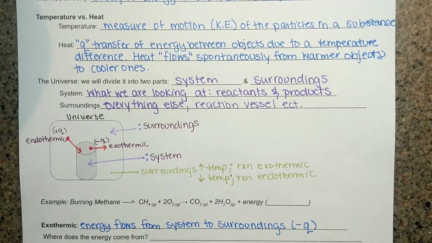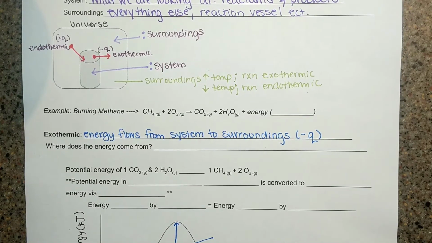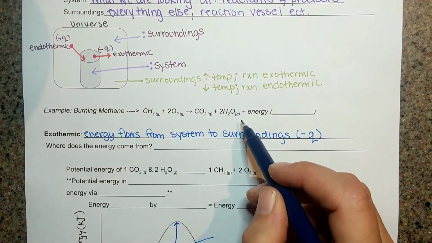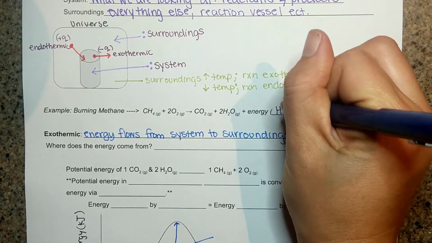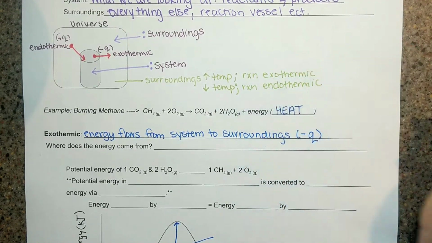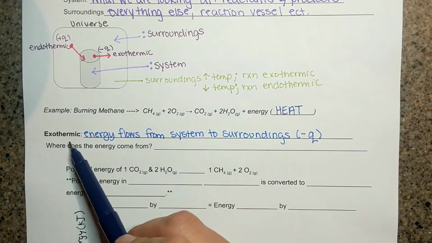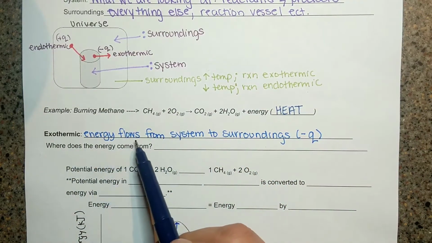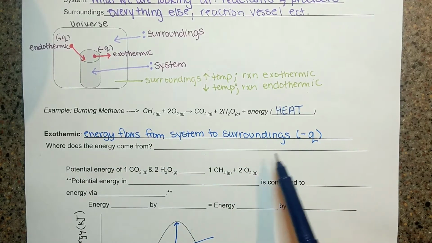Let's look at an example of burning methane. So when methane burns, CH4, it burns in the presence of oxygen and creates carbon dioxide and water, a standard combustion reaction. When this burns, energy is given off in the form of heat. Because energy is given off, we call this an exothermic reaction, where energy flows from the system to the surroundings, giving us that negative Q.